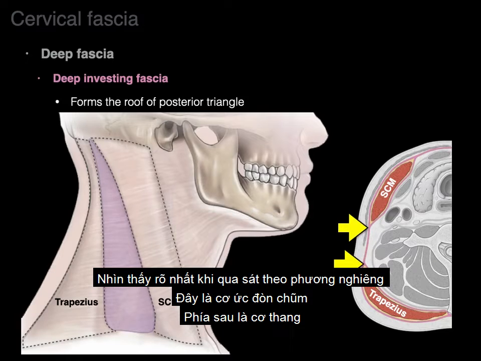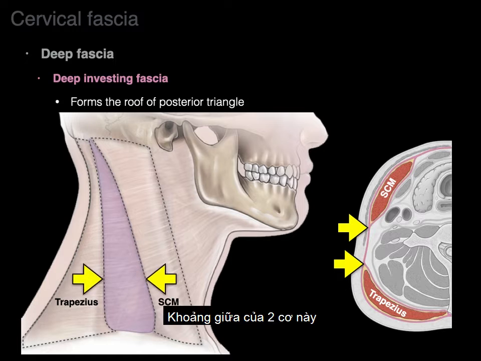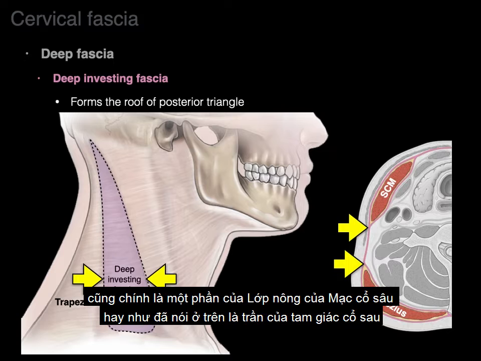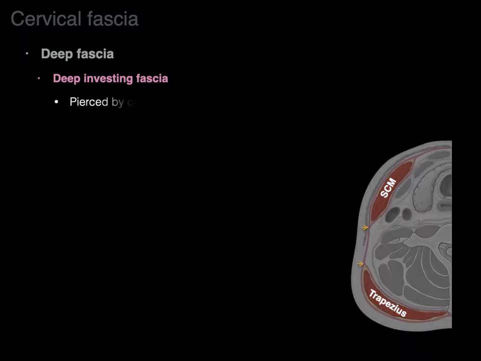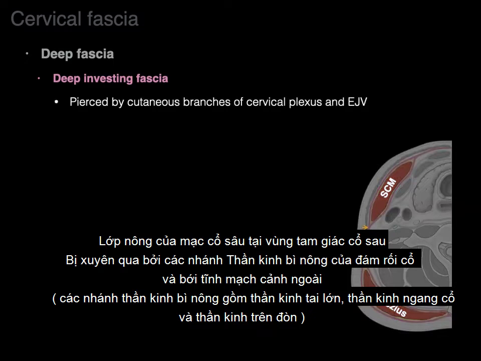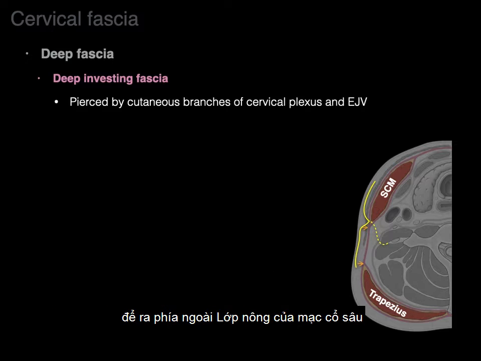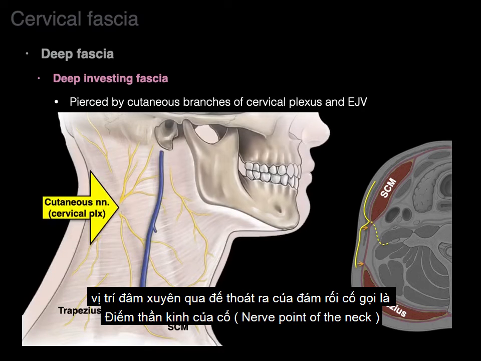There's the sternocleidomastoid and there's the trapezius, and it's the space in between, and there's the posterior triangle. That looks like a triangle, and the space in between is the deep investing fascia, the roof of the posterior triangle. The deep investing fascia is pierced by cutaneous branches off the cervical plexus and external jugular vein. Look at that cross section. There you see coming out that cervical plexus, and then it pierces through the fascia right behind the sternocleidomastoid into the superficial fascia. So there, it's called the Erb's point of the neck, right on the back of the sternocleidomastoid.